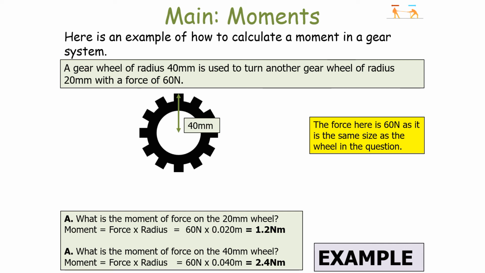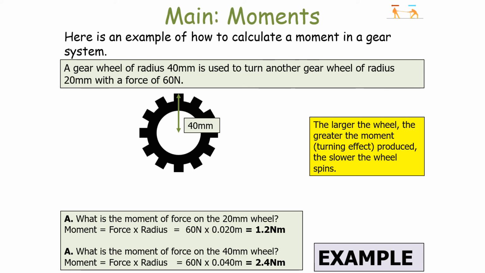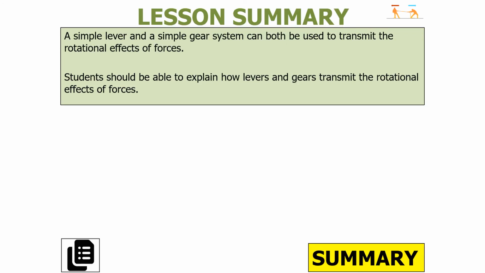So once again, it tells us that the larger the wheel, the greater the moment or turning effect produced, but the slower the wheel spins. Yet the smaller the wheel, the lower the moment or turning effect produced, and the faster the wheel spins. So you should be able to understand how a simple gear system can be used to transmit the rotational effect of forces, and then explain how gears transmit these forces.